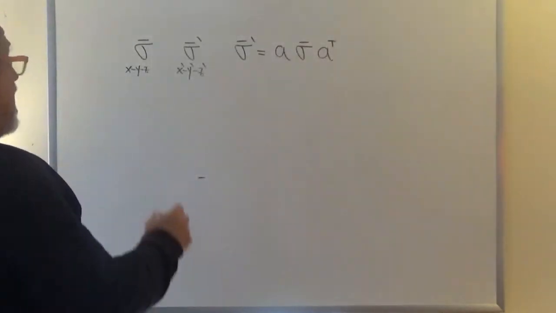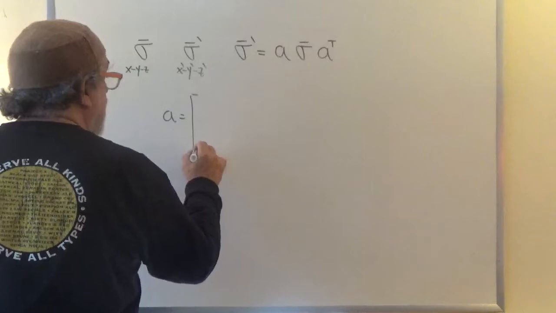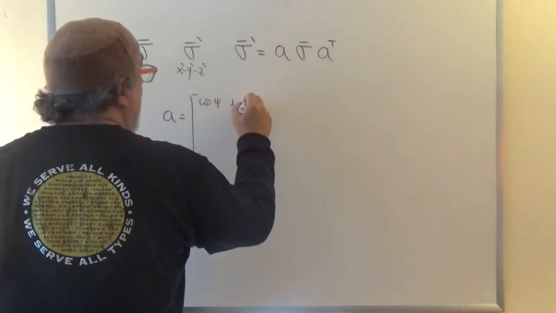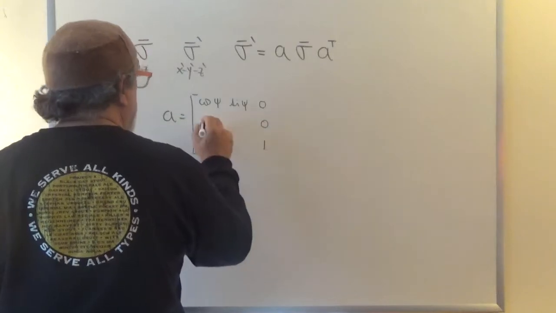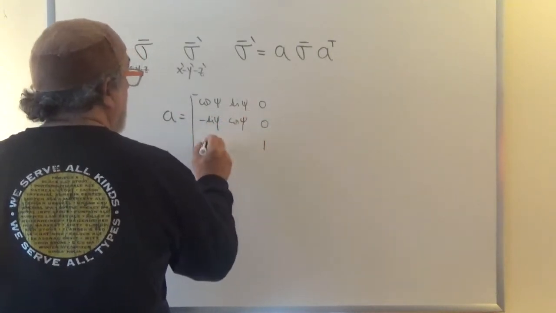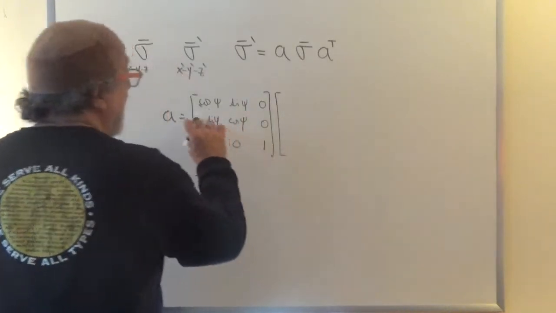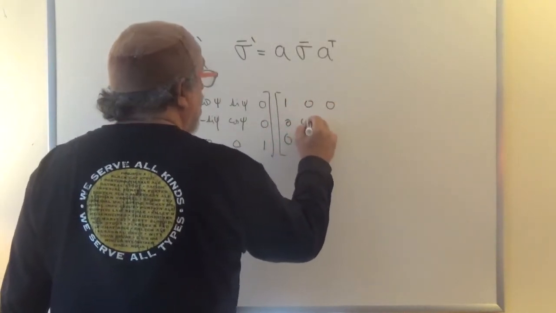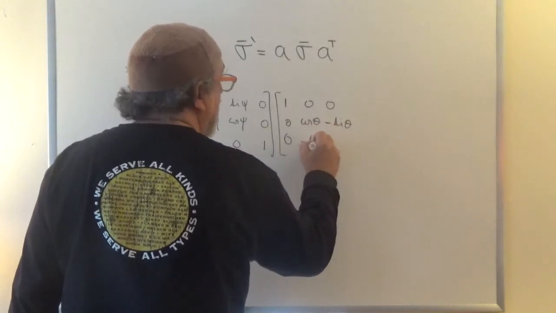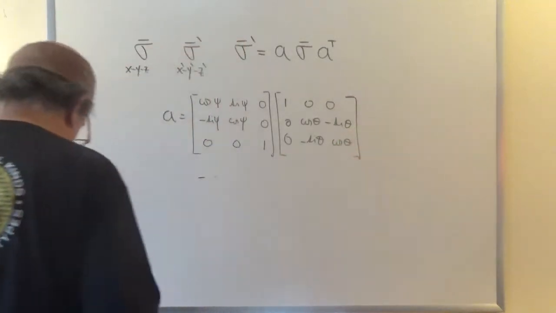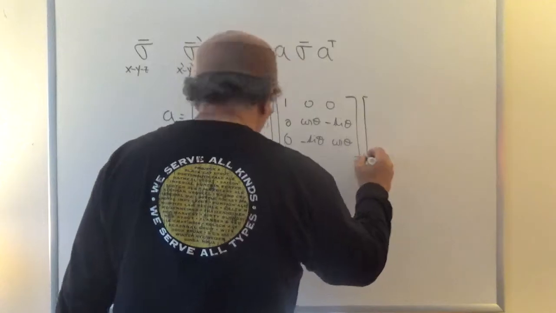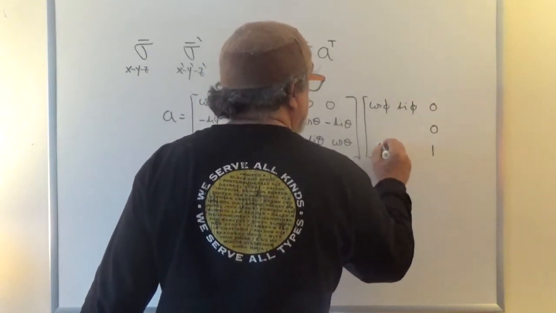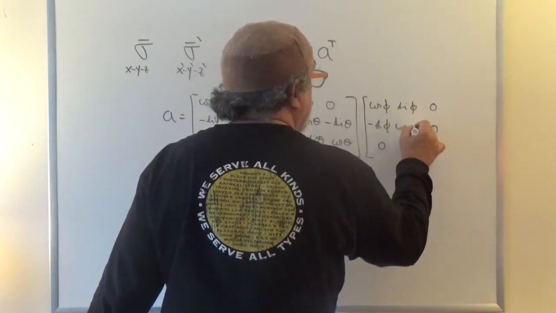And that matrix A can be written as a triple product, which I'll write once so you see it. So this is cosine of phi, sine of phi, 0, minus sine of phi, cosine of phi, 0, 0, 0, 1. That's the effect of the first rotation. Then the second rotation is 1, 0, 0, 0, cosine of theta, sine of theta, 0, minus sine of theta, cosine of theta. That's the second rotation. And then the final rotation that gets you to where you want to be is cosine of phi, sine of phi, 0, minus sine of phi, cosine of phi, 0, 0, 0, 1.